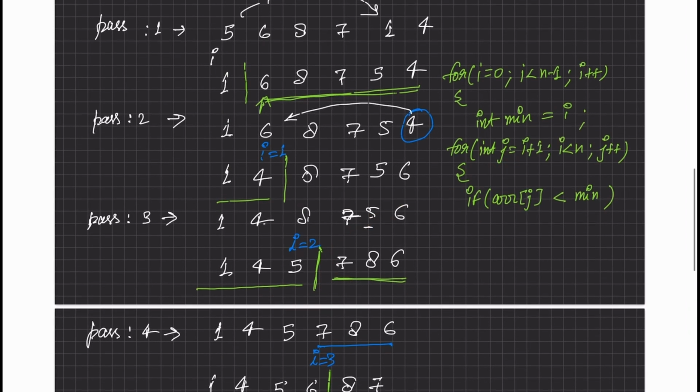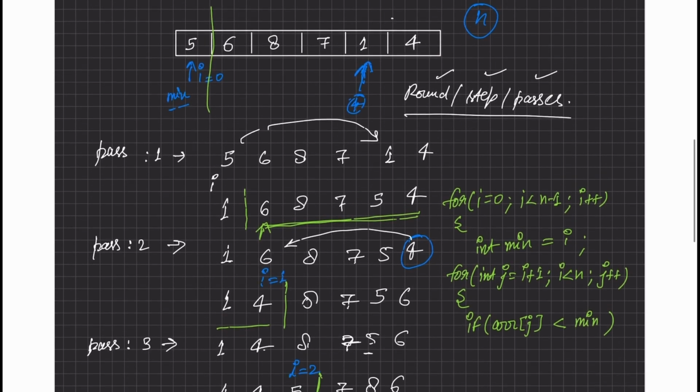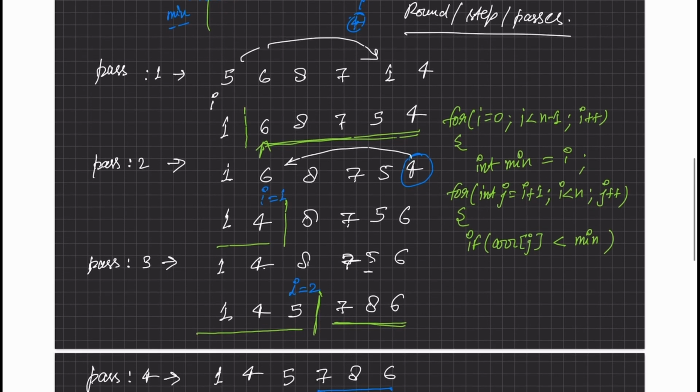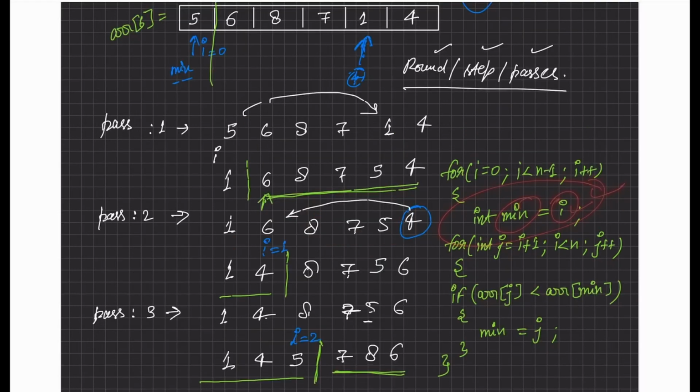Now we will check the condition: if ARR of j is less than minimum value. If ARR of j is less than the minimum value, that means if any element of this array is smaller than this element, then we will replace that minimum value with this number. Initially we have assumed that minimum value is equals to I, though we can clearly see that 5 is not the minimum value of this array.